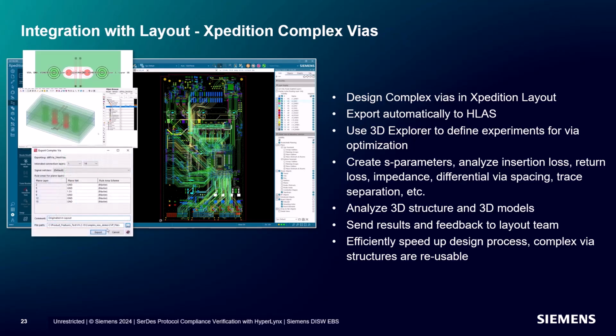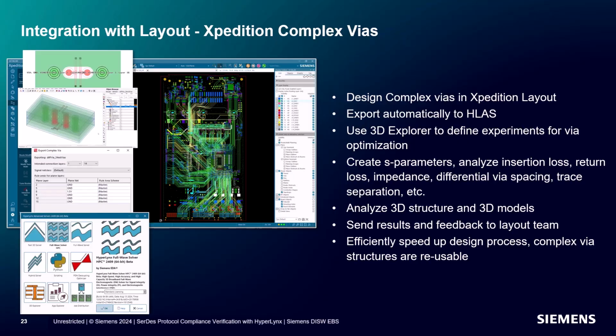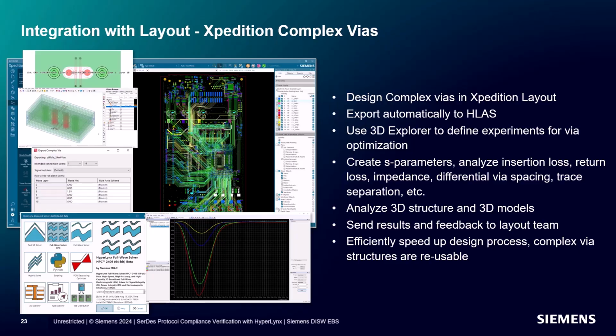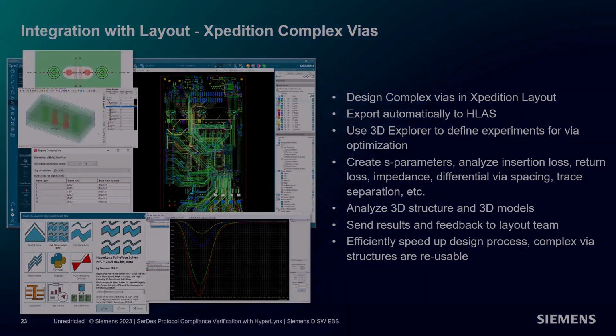The structure to be optimized and replicated is originally created in Expedition Layout. Hyperlinks can then be used to optimize impedance, insertion and return loss by changing different elements of the structure, with the optimized design sent back to layout. The resulting complex vias can be saved in the library for later reuse on boards that have the same fundamental characteristics or used as a starting point for subsequent designs.